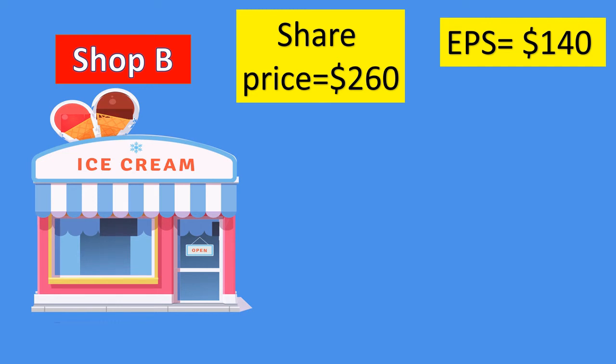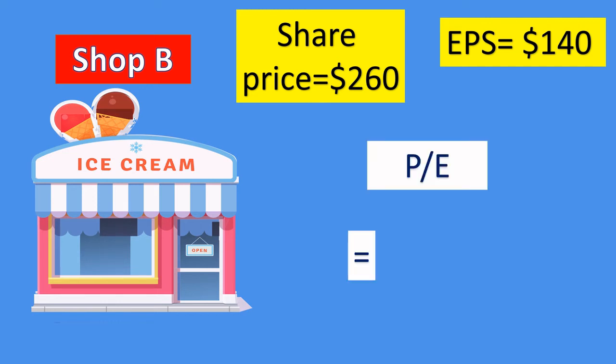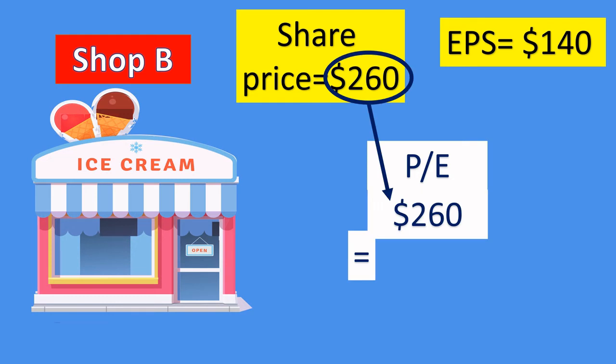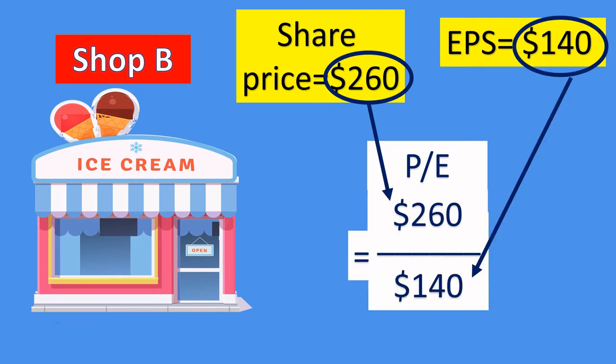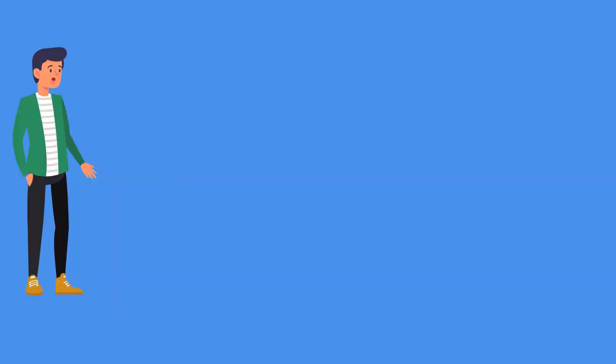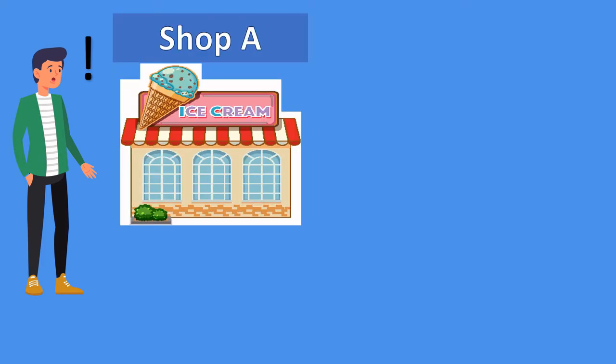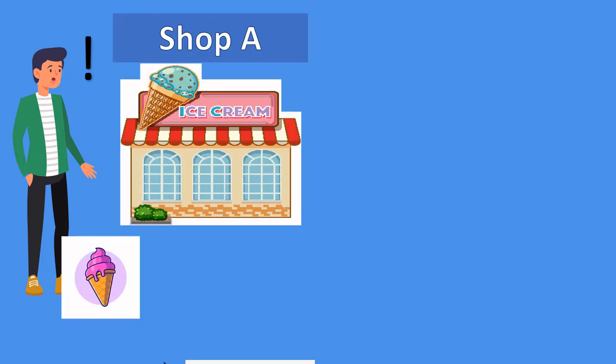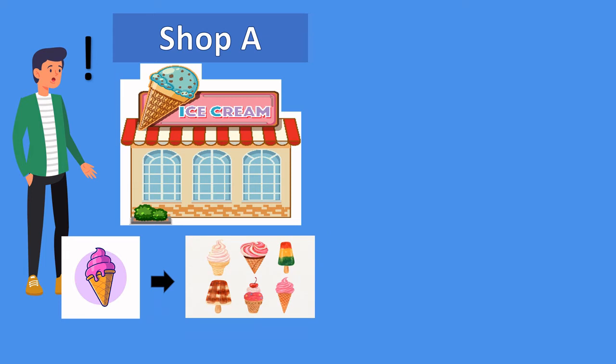PE ratio of shop B is worked out by dividing the share price of $260 by earnings per share $140, which equals 1.86. Now let's suppose that Sam gets hold of the news that ice cream shop A is planning to sell different ice cream products next year. The new ice cream products will be more delicious and customers will pay a higher price for them.